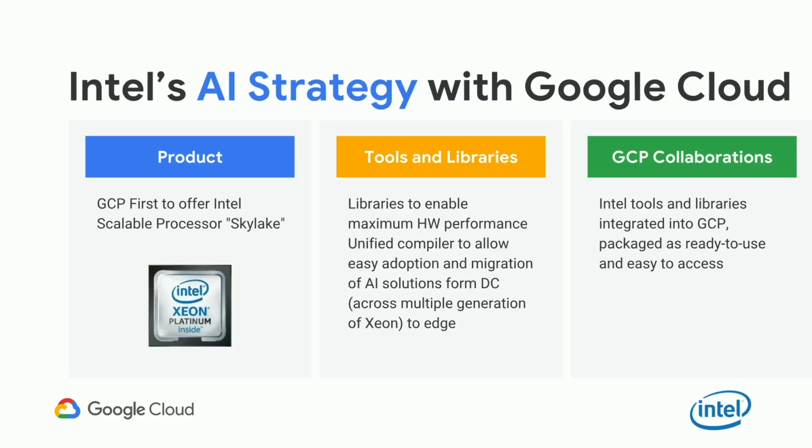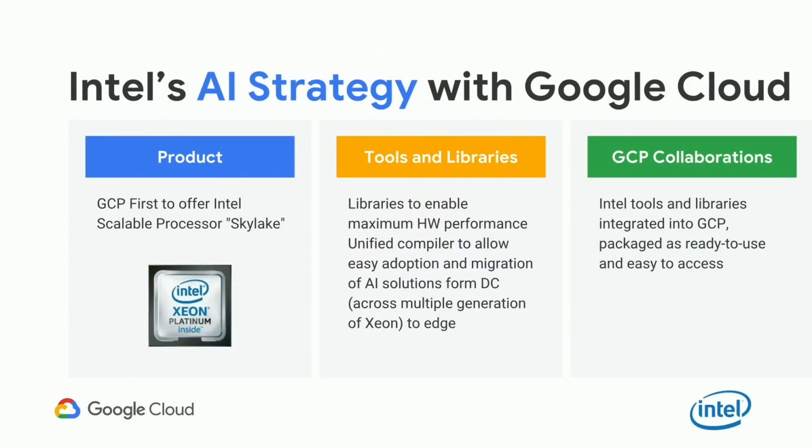The second pillar of our strategy is working on tools and libraries to enable maximum performance from our hardware. This work, as I explained earlier, spans across multiple layers of software, from primitives and libraries to unified compilers and SDKs, and optimized deep learning and machine learning frameworks. And lastly, we collaborate with GCP to make these tools available and easy to access in the GCP environment for the developers.